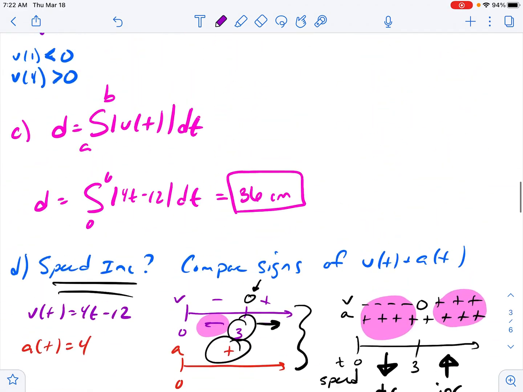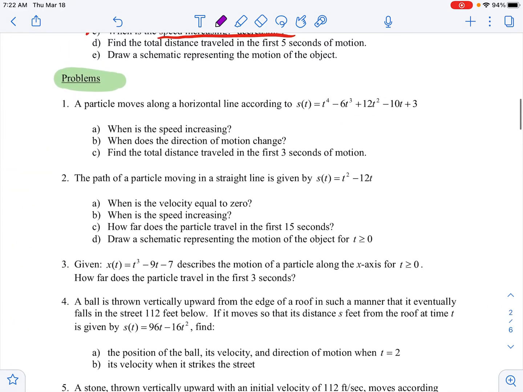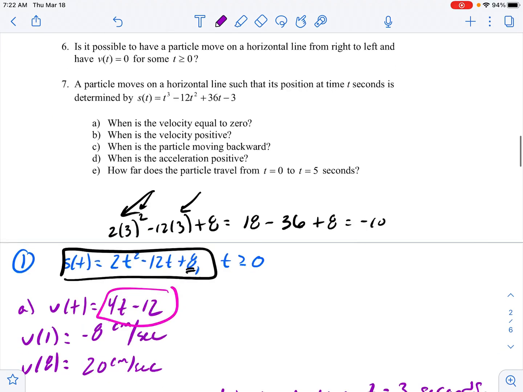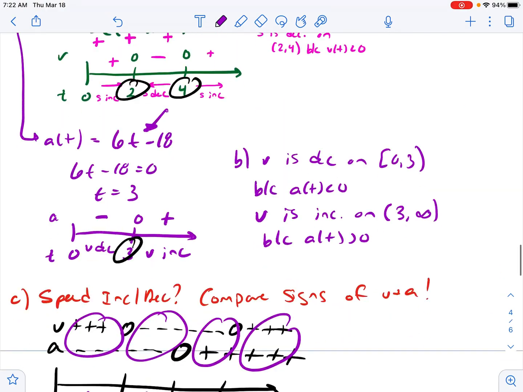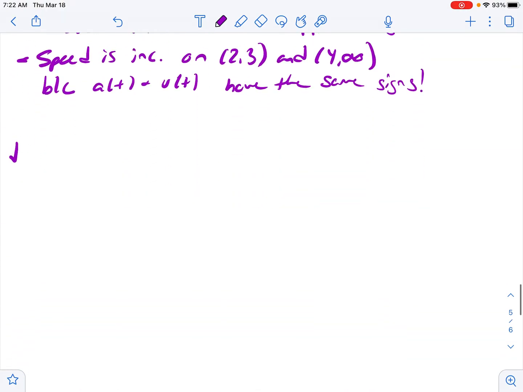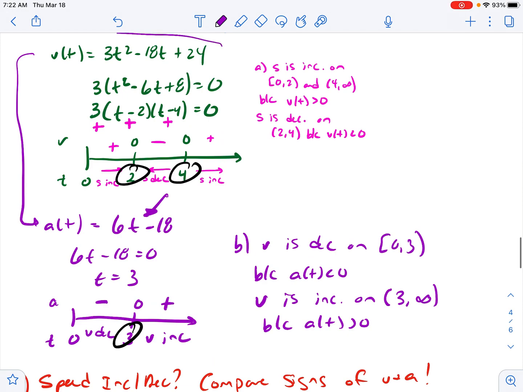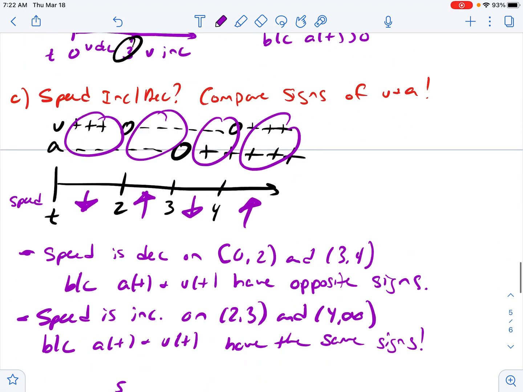Okay? Part D. Find the total distance in the first 5 seconds. Okay, so we're going to integrate the absolute value of velocity from 0 to 5. And what is velocity? There it is. 3t squared minus 18t plus 24.